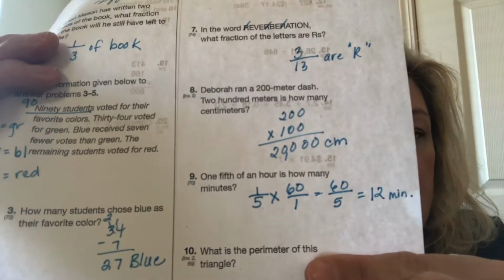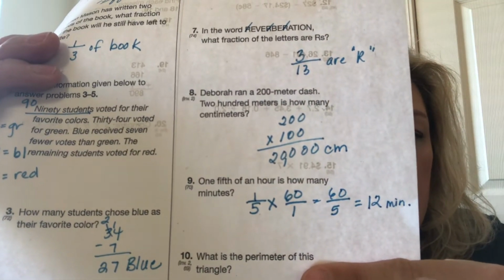So then we're going to multiply as normal. 1 times 60 is 60. 5 times 1 is 5. How many times does 5 go into 6? 1 time. I'm going to have 1 left over and bring down my 0. 5 goes into 10. Yes. 2 times. So my total, 1/5 of an hour, is 12 minutes. See how smart you are? Good job.